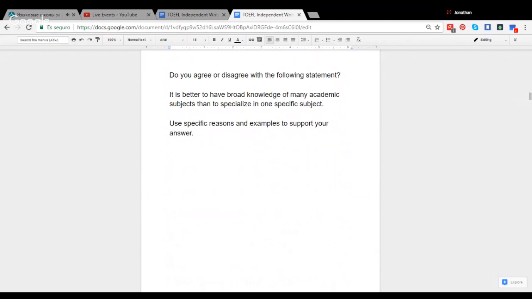Okay, so this one, let's go 12:34, and I'm really going to stick to just 5 minutes here. It is better to have broad knowledge of many academic subjects than to specialize in one specific subject. Okay, so this is many versus one. And this is basically broad versus specialized. That's a difficult one. Is it better? So which one's better?